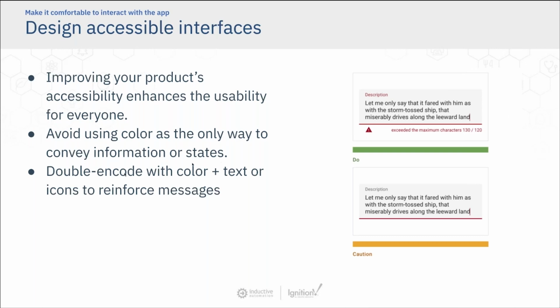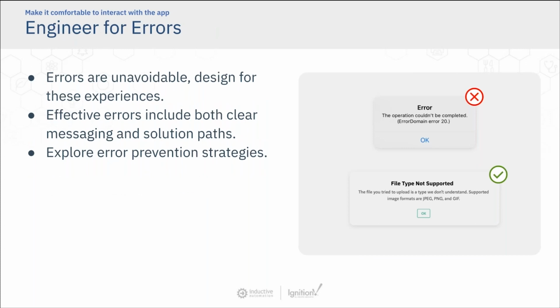I wanted to touch on this idea of double encoding. You can see in this error message on the top, it's doing a good job of double encoding. It's using both an icon and a text description, as well as the color red, so it's really triple encoded, to visually show that there is an error and explain what the error is to the user. Speaking of errors, you want to be engineering for errors in general. It's one thing on inline validation, but throughout the application, you want to account for system errors and user errors, and design these solution paths into your flows.